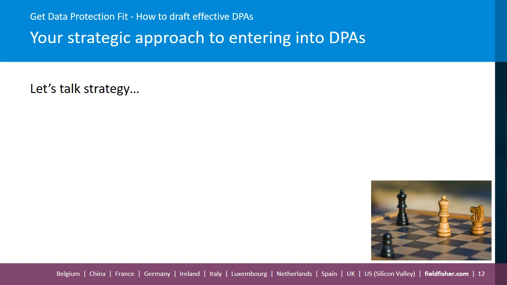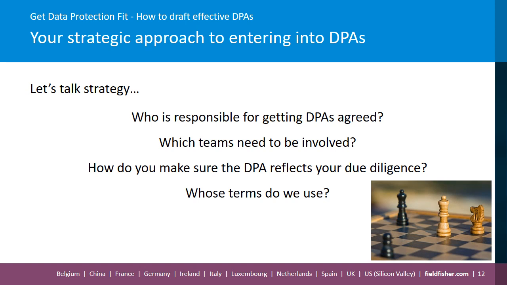And having that sort of strategy in place is critical to making sure that you're managing that data processing risk within your business. Things to think about are, who's responsible for getting the DPAs agreed? Is it all going to be on legal? Or perhaps it's got to be a procurement responsibility. Who gives the sign off? Will the main service contracts be signed before somebody's approved that either a DPA has been agreed or is actually not required? Which teams need to be involved? How do you involve them?